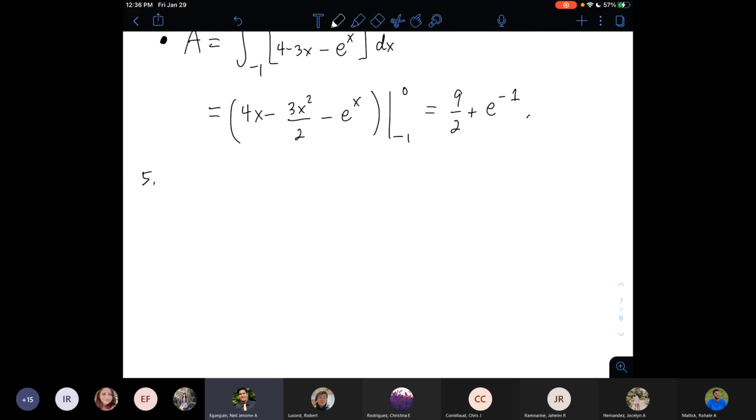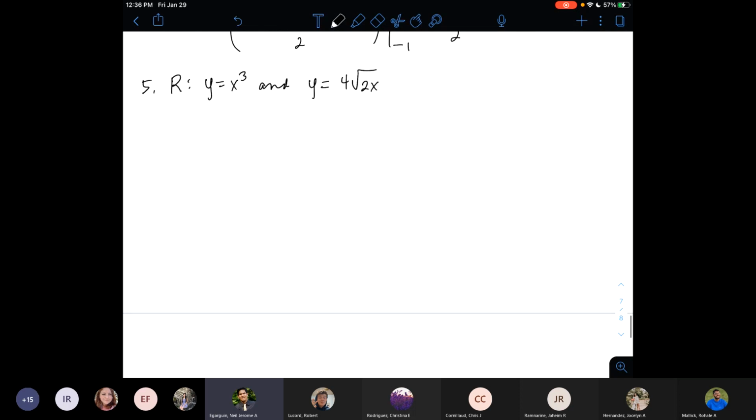So for number 5, the region is bounded by y equals x cubed and y equals the fourth root of 2x. Okay, all right. So first step, sketch the graph. This will require you to read a bit on your pre-calculus or algebra or Cal 1 notes. So make sure you at least remember how to sketch those basic graphs.